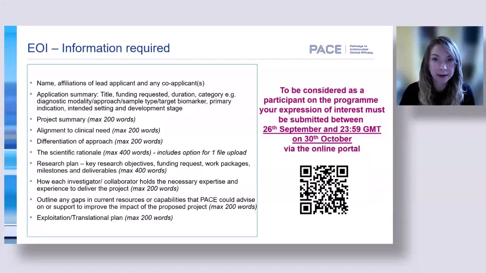The research plan, again, it's high level at this stage, but we're really looking for the key objectives, outputs and deliverables, as well as milestones for the project. And we'll be working more closely with you during the full application stage to rework and refine this. This should also include information on you and any co-applicants and the expertise that you already have with respect to the successful delivery of this program, as well as any gaps you might have that PACE could help plug.